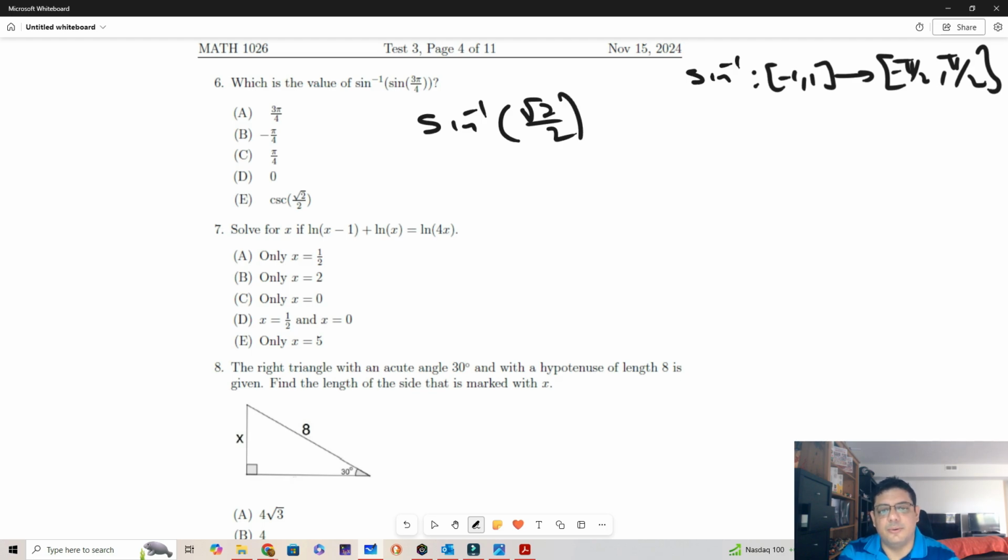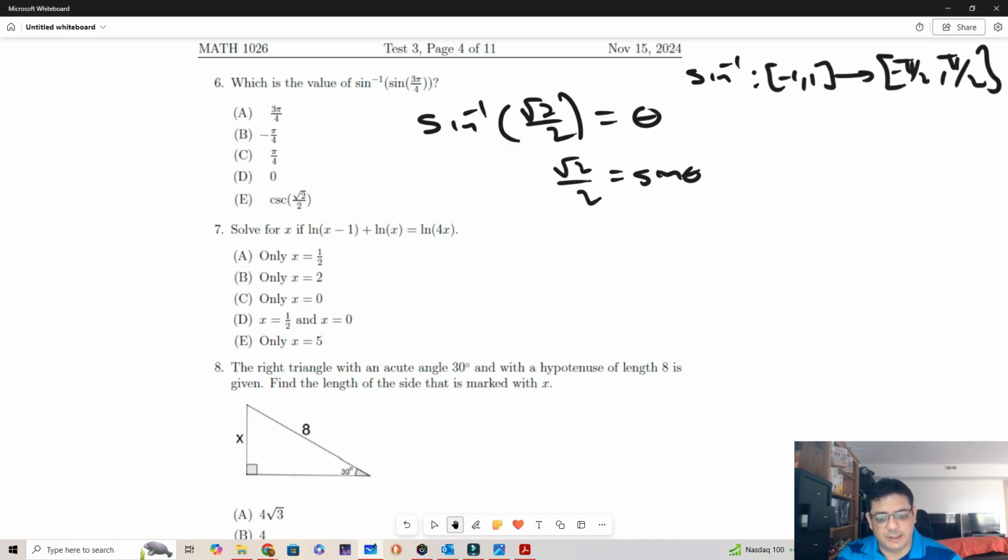Now when we're doing sine inverse, notice that this is going to give me pi over 4, because we're essentially checking for an angle. That angle is sine inverse of the square root of 2 over 2, and so that means that the square root of 2 over 2 should be the sine of theta.